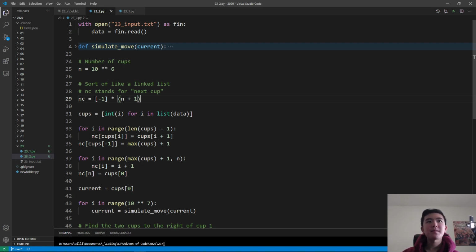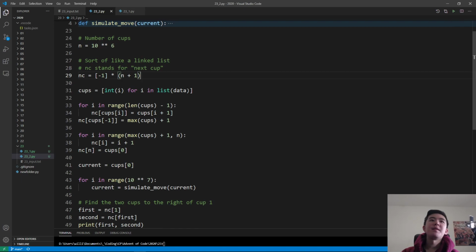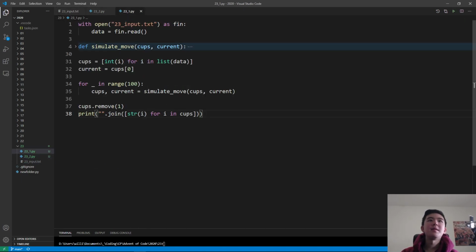In this case, we're going to need an array of size n+1 because we need to be able to access the next cup of n. We need to be able to assign that and read that. So we need to be able to use the key n, and in that case, we're going to have to make our array size n+1. Otherwise, it's not going to be in bounds. Okay, cups. This is the same line we had in part 1, right here.